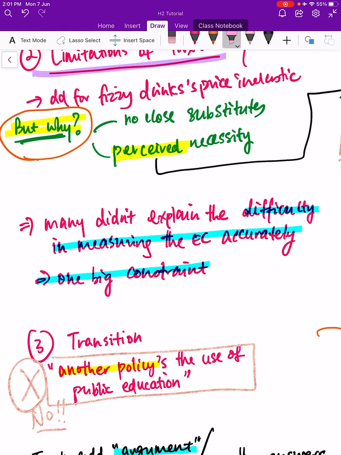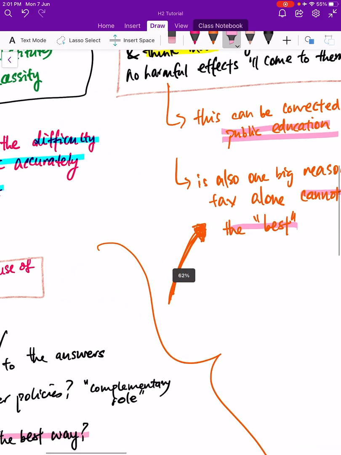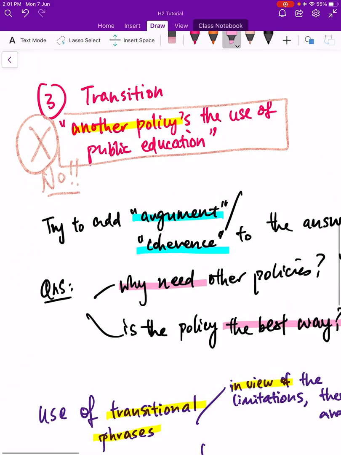How do you calculate the amount of tax to impose? Okay, so I will come back to the part about public education in a bit. I just want to spend a bit of time to look at this whole idea of transiting.